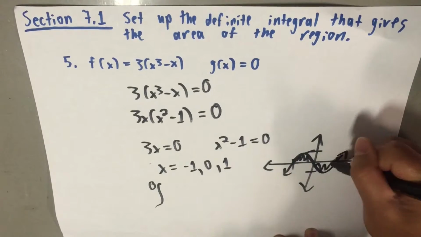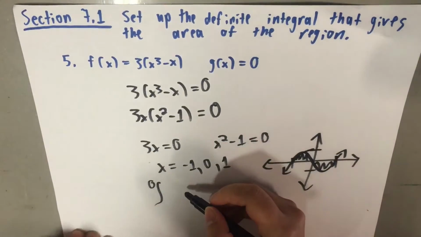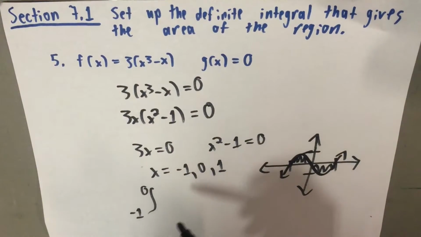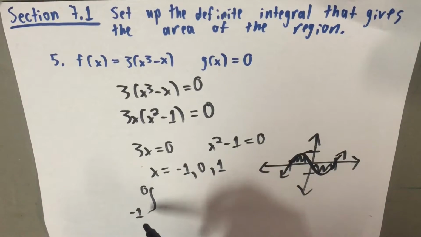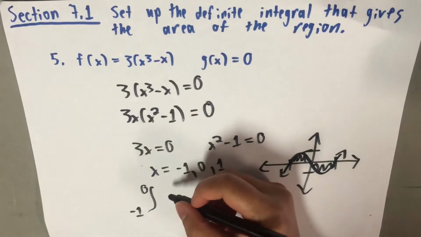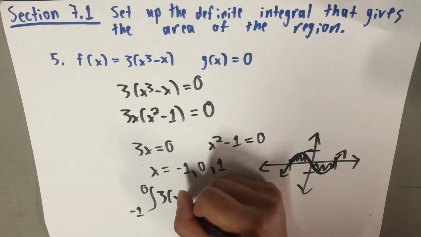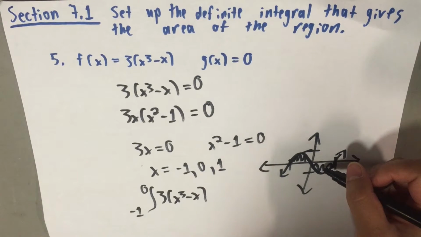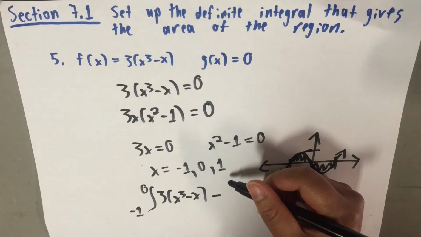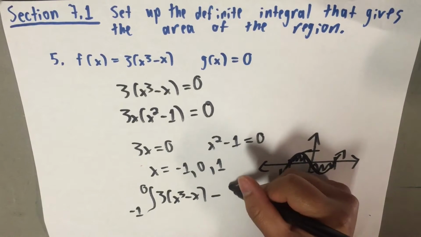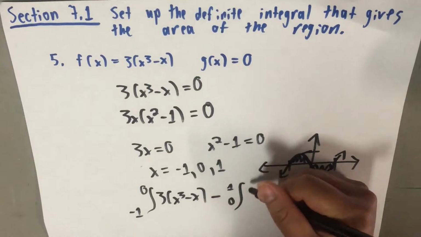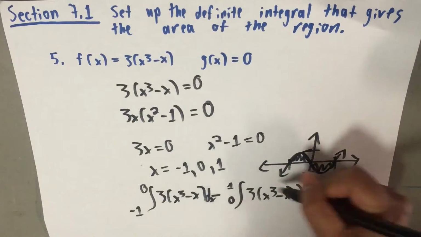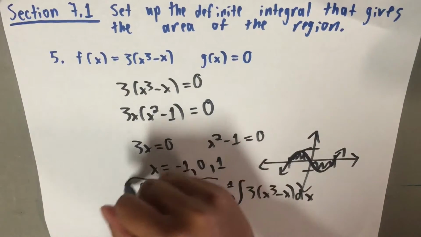And since the integral is the area, we want to do negative 1, the integral. So since you solved for the zeros, you can see that you can find the integral from negative 1 to 0, and then you put in the function. And since this area is on the bottom, you're going to want to subtract it, so minus the integral from 0 to 1, dx. This is the answer.